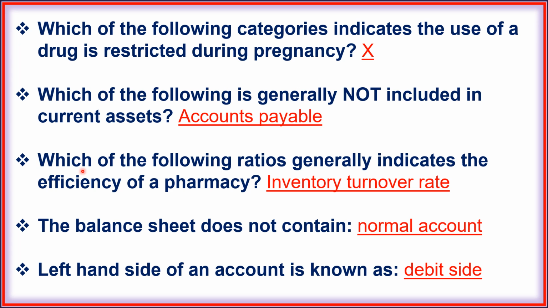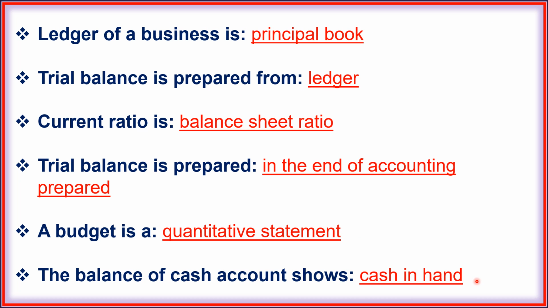Next, which of the following ratios generally indicates the efficiency of a pharmacy? That is inventory turnover rate. Next, the balance sheet does not contain normal account. Next, left hand side of an account is known as debit side. Next, ledger of a business is principal book. Next, trial balance is prepared from ledger.